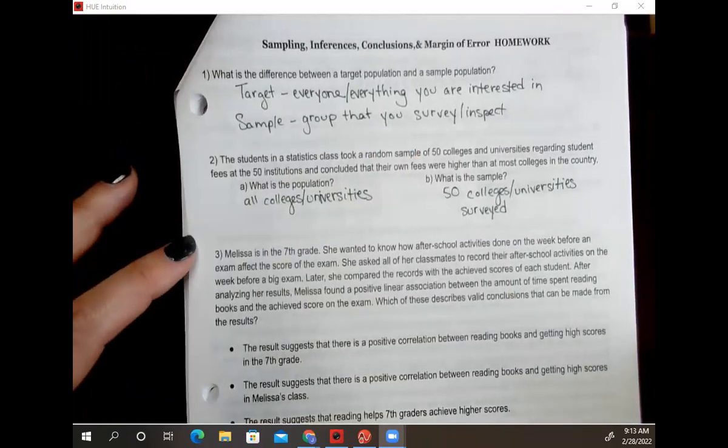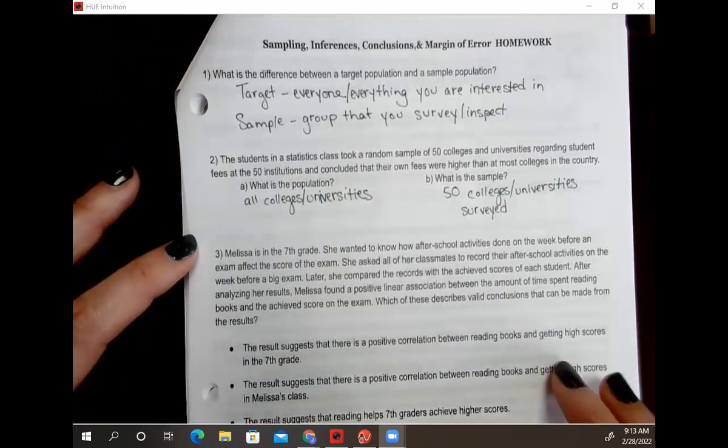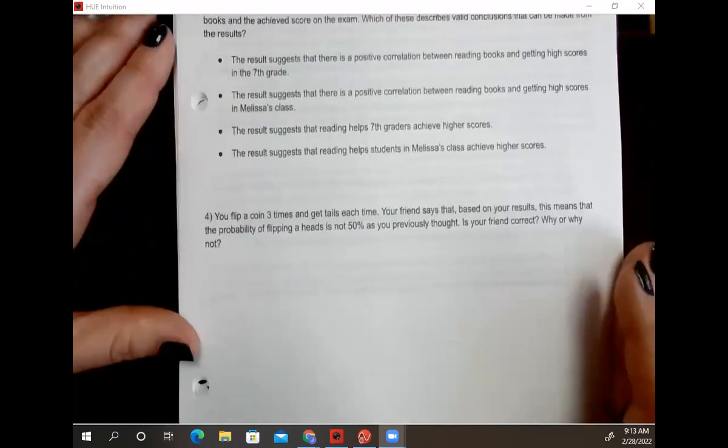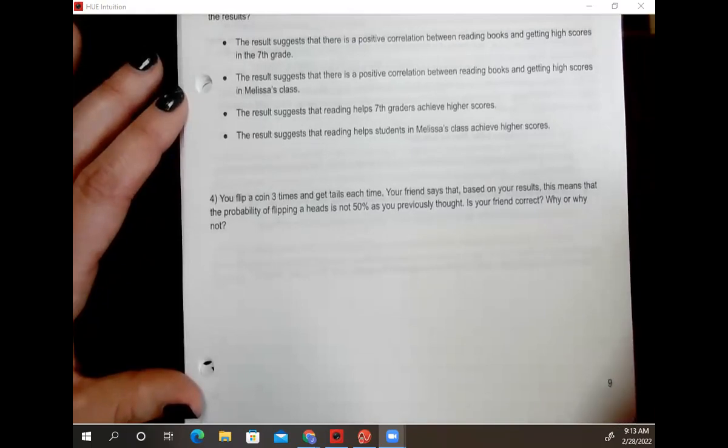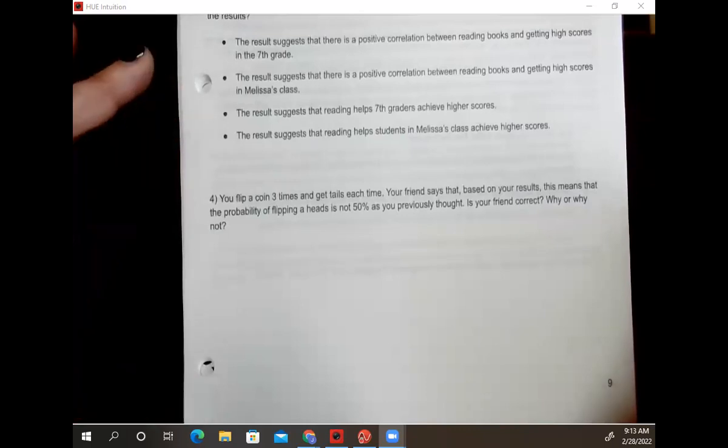We're going to skip number 3. We have not talked about the material that relates to number 3 yet, so let's hop down to number 4. Number 4, you flip a coin 3 times and you get tails each time. Your friend says that based on your results, this means that the probability of flipping a head is not 50% as you previously thought. Is your friend correct? No, right?